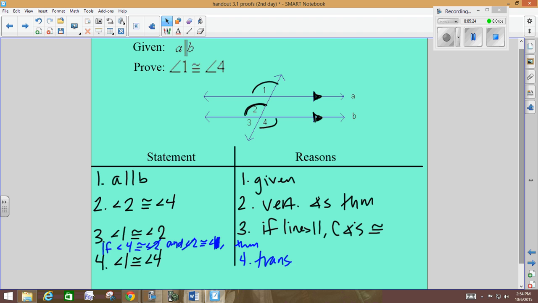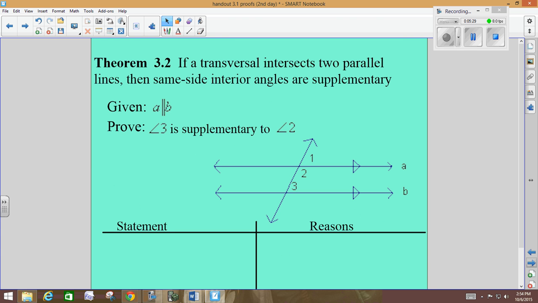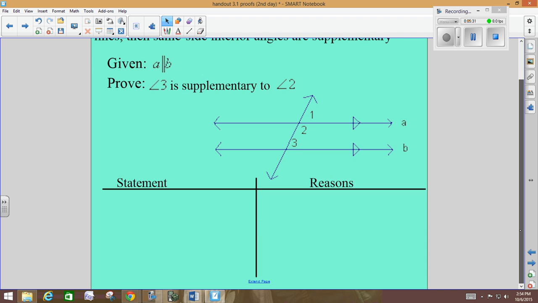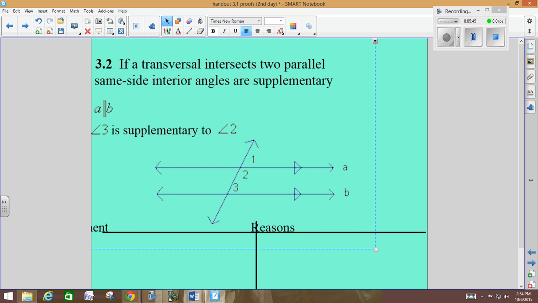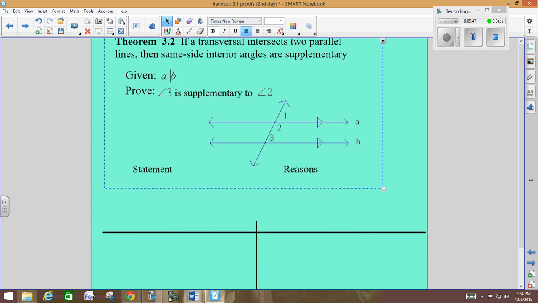Flip it over if you haven't already. Next theorem. A is parallel to B. We want to prove that angle 3 is supplementary to angle 2, excuse me. That's your first step in a proof. Given. That's that freebie point.